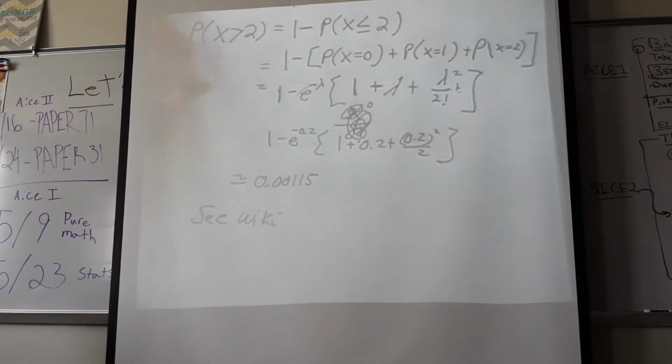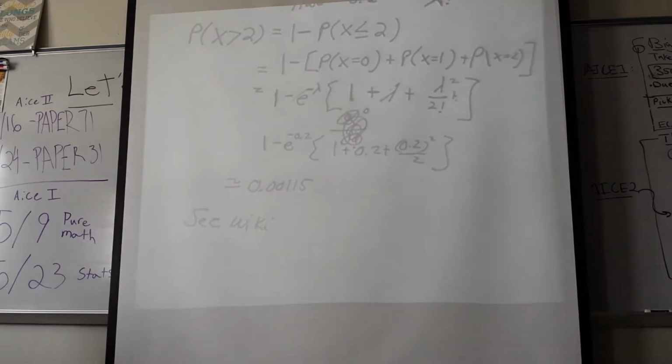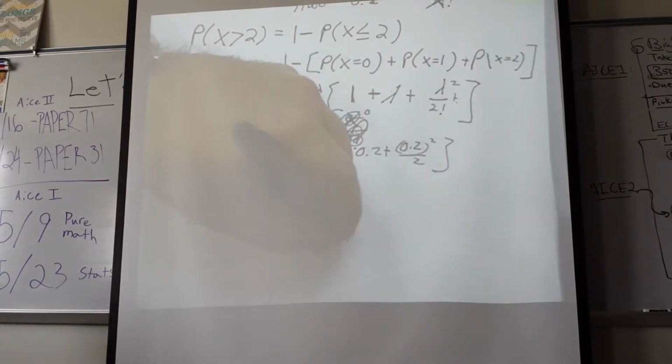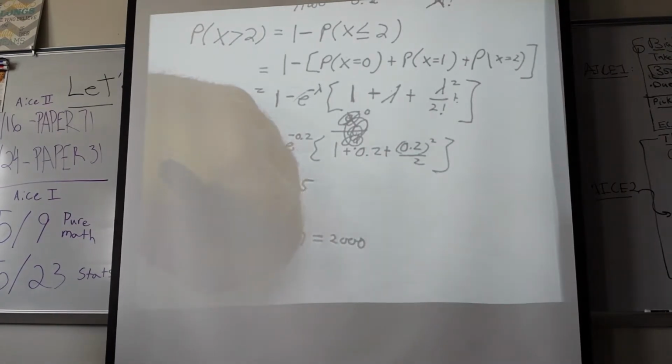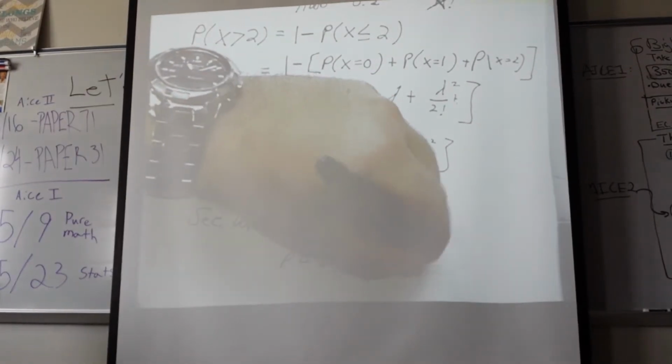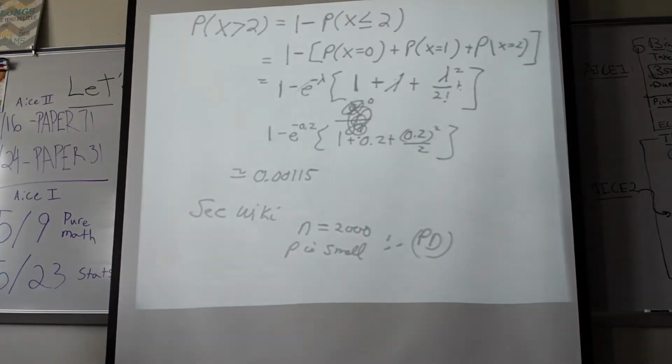The biggest thing is to notice that N is large, N is around 2,000, and P is small. Therefore, use Poisson, because of those two factors.